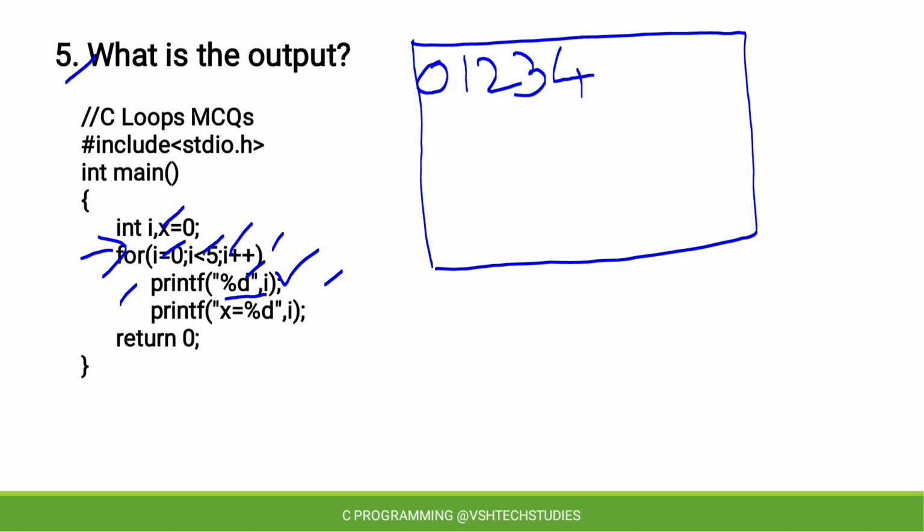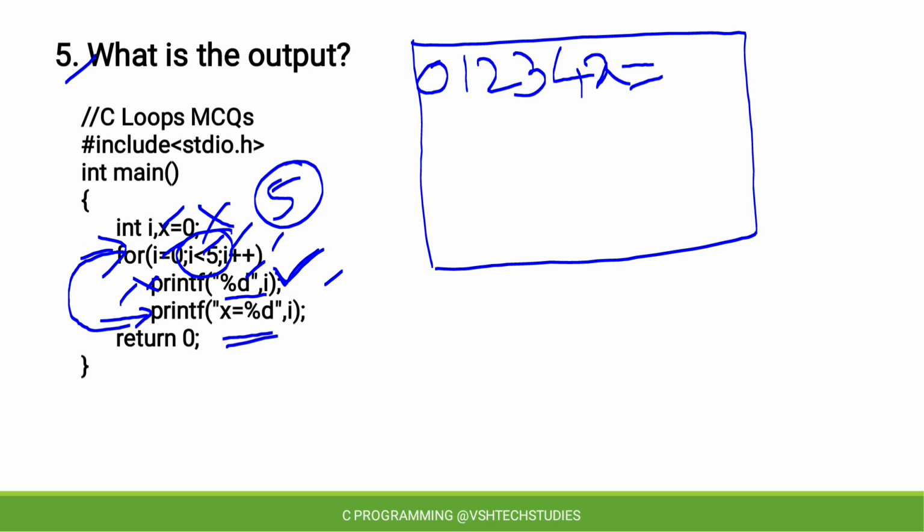So next when I is incremented, it becomes 5. But this condition fails now. I is not less than 5 because 5 is not less than 5. It goes out of loop, means this was loop body. After that this instruction comes. So control jumps from here to here, skipping this. So they're printing x equal to. That is the message. Here just x equal to is printed.